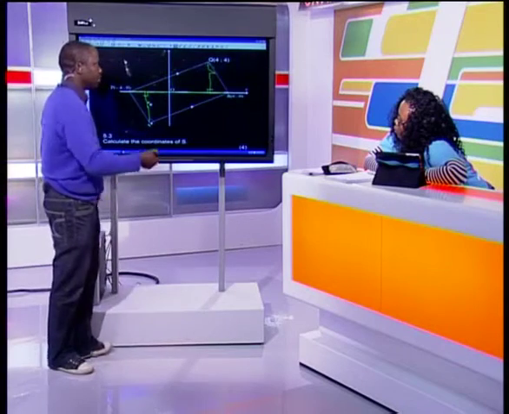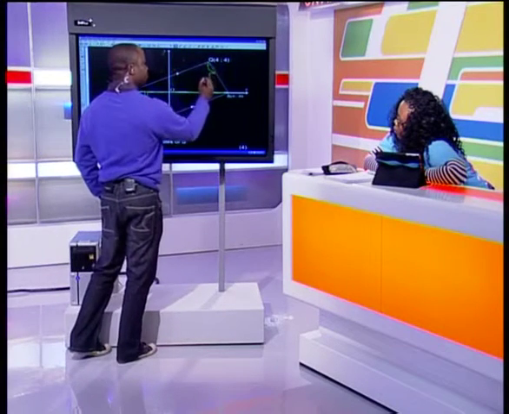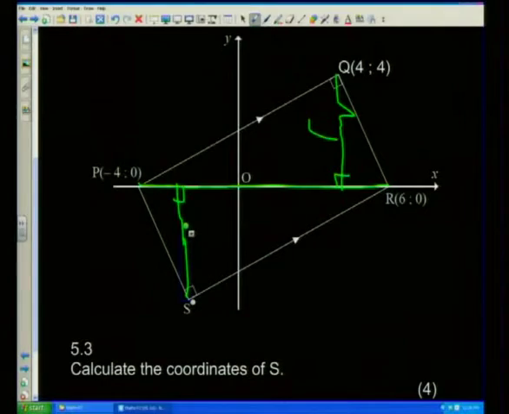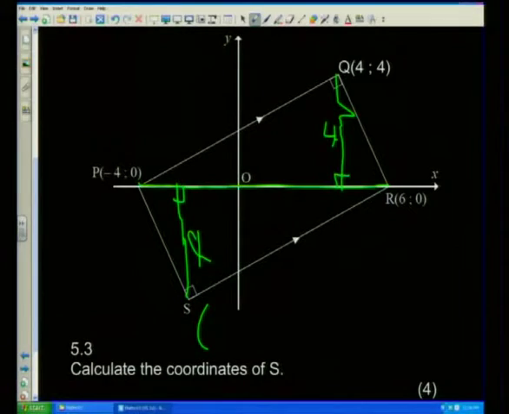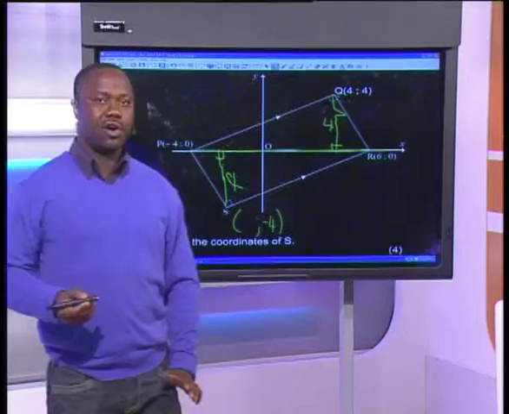So this means now the y that you have at Q has got 4 units. And the y at S has got 4 units as well. So this means to me that the y coordinate at S is already going to be -4. What about the x coordinate?